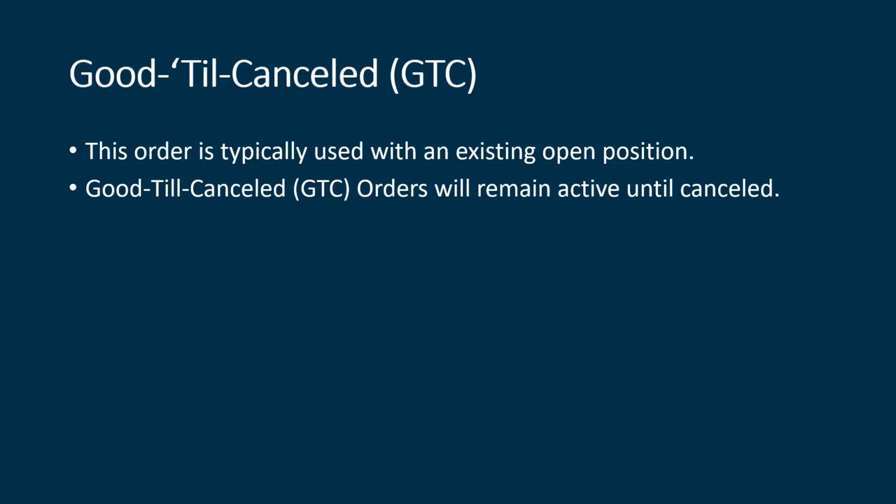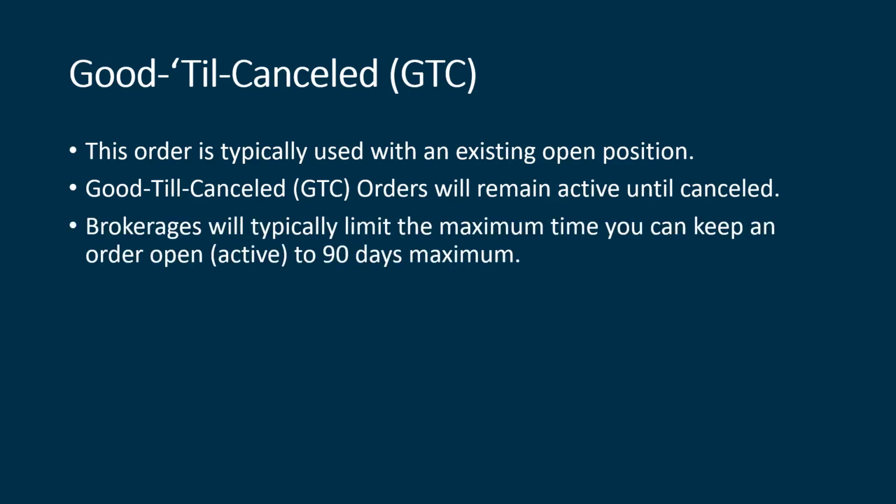Now, there are some limitations because they had people that were forgetting all about this and didn't know that they had an order out there. So they usually do have a time period on them. Brokerages will typically limit the maximum time that you can have a GTC order to 90 days or about 3 months. So if it hasn't executed during that time, it's automatically canceled.